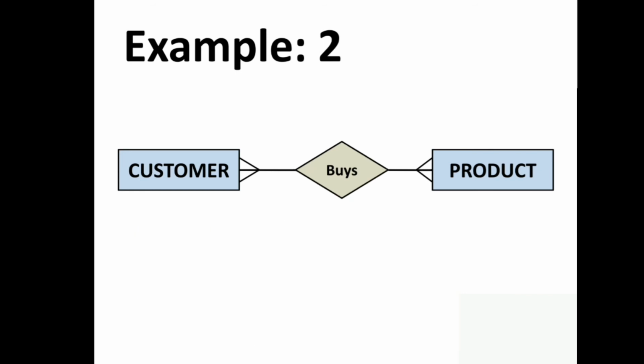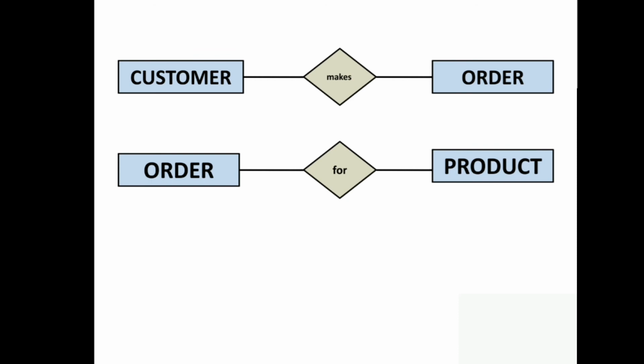Or we can break this many-to-many relationship into two one-to-many relationships. Two one-to-many relationships here. See, first each customer can have many orders, right? Whereas each order is related to only one customer, right? Secondly, each order is related to only one product, whereas there can be many orders for the same product. Fine.